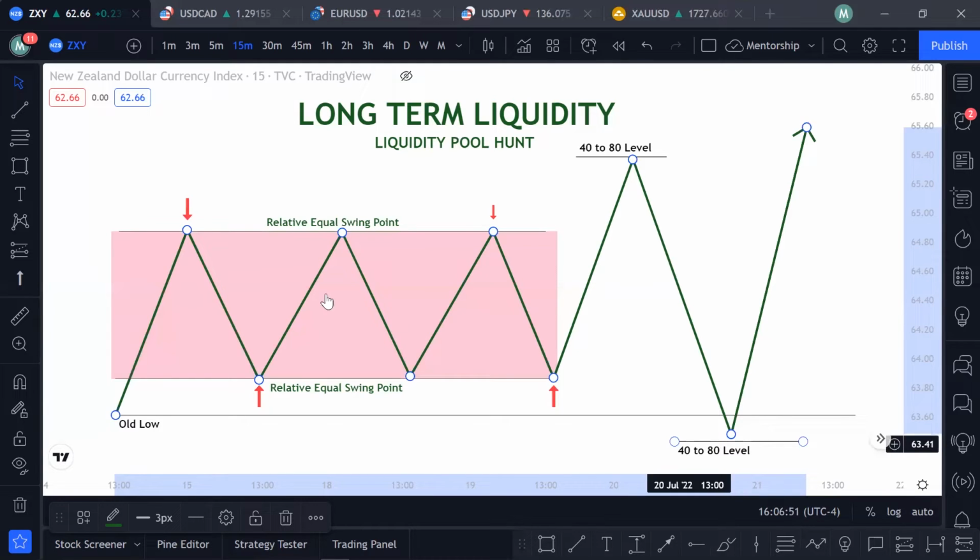If you don't understand the concept, the thing is we must have an old low or high, but in this case, let's say, for example, we are buying. We have an old low, price consolidates, creating relative equal swing points, then trades above the relative equal swing points. Above the swing points, I'm going to look for an institutional level or a smart trading entry to sell. My take profit will be here.